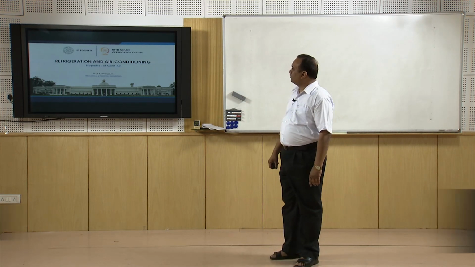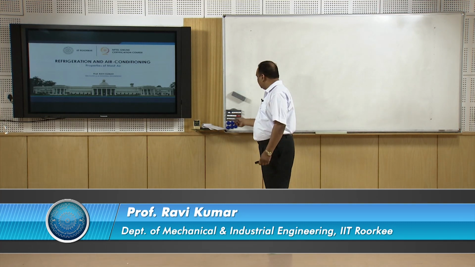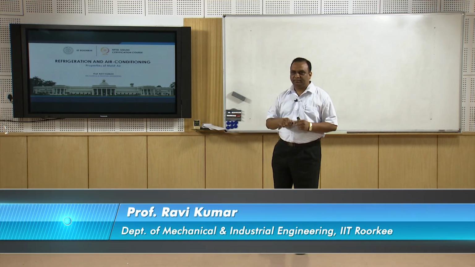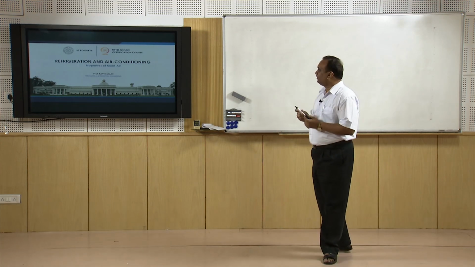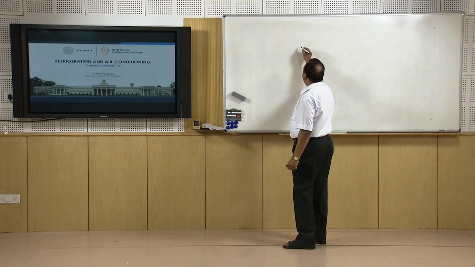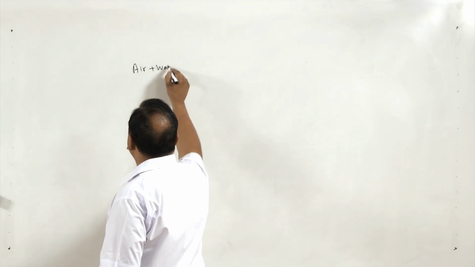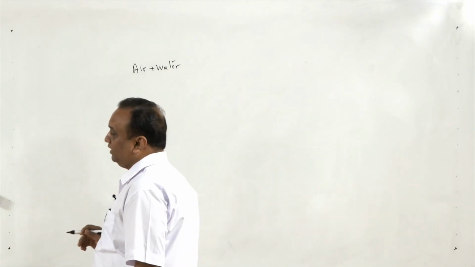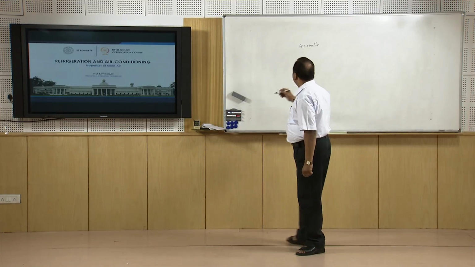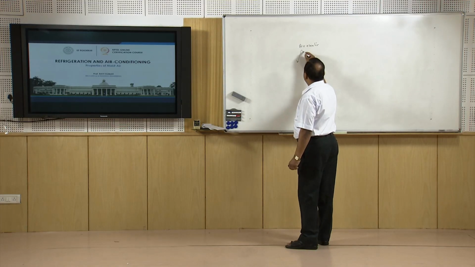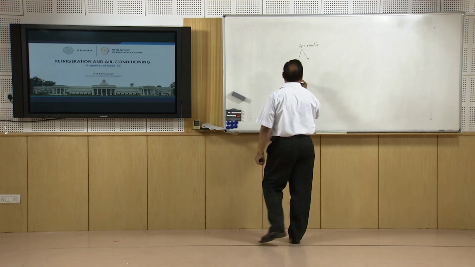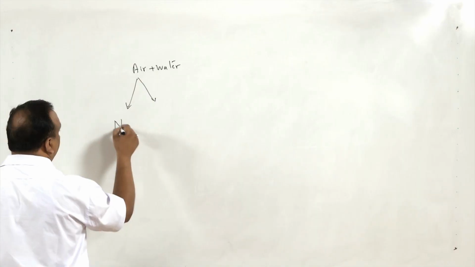Today we will discuss the properties of moist air. As you know, the air which surrounds us is not dry air. It is moist air, and moist air consists of dry air and water vapor. Now, air is also a mixture of different gases, and the major components of air are nitrogen and oxygen.